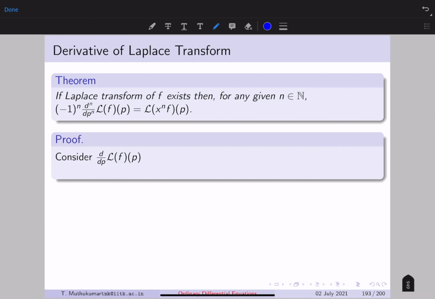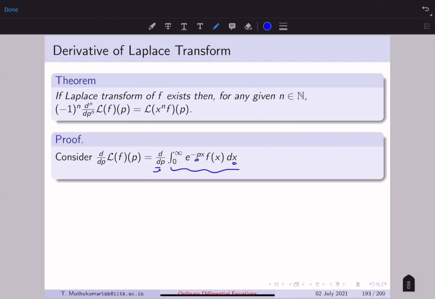We'll just do it for the case n equal to 1, and you can prove it by induction for any n. Let's start with the derivative of the Laplace transform of f. Now you apply the definition of the Laplace transform, so it's the derivative with respect to p acting on this integral. This is a derivative with respect to p, whereas the integral is over the x variable, so the p is only appearing here in this exponential.